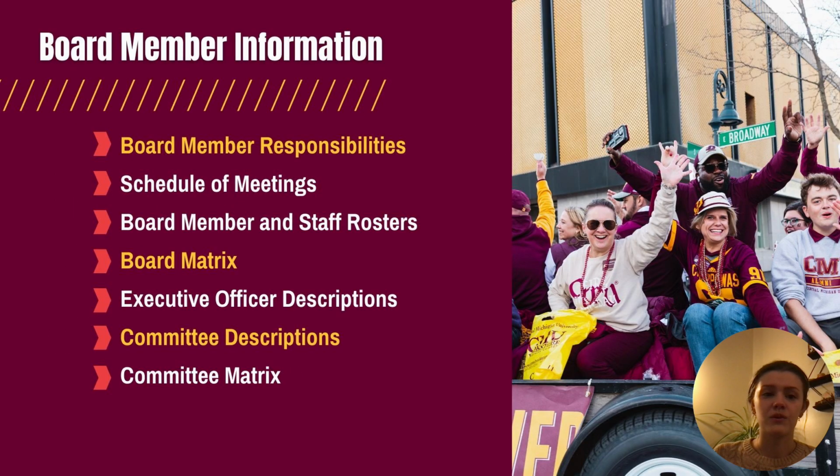For this section, which is board member information, we're going to cover board member responsibilities, the board matrix, and committee descriptions, but this portion also includes the schedule of meetings, the board member and staff rosters, the executive officer descriptions, and the committee matrix. So this is a really vital section of the board binder and has a lot of information pertaining directly to the board members in terms of what's required of them.